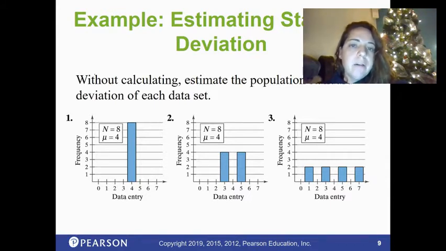Okay, so without calculating, estimate the population standard deviation of each set. Population standard deviation. So we're going to be using the symbol that looks like this, not the letter S.